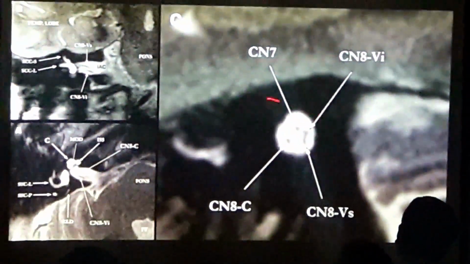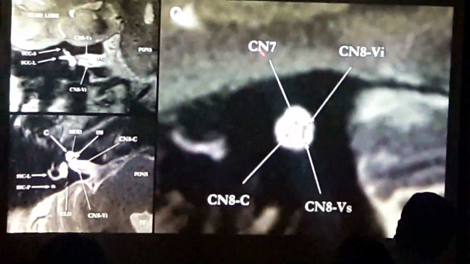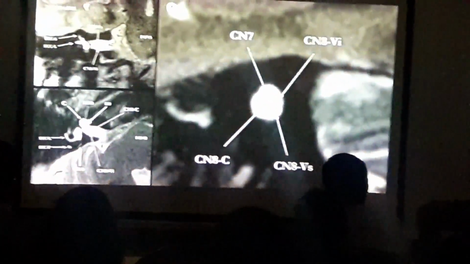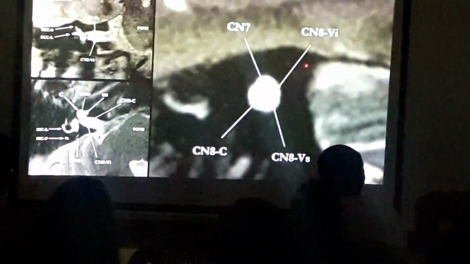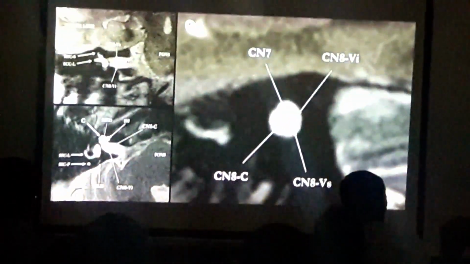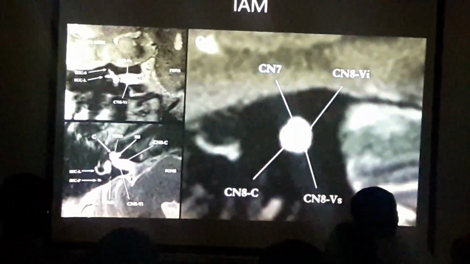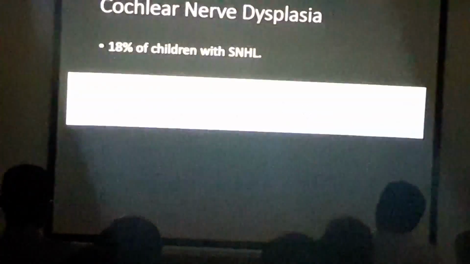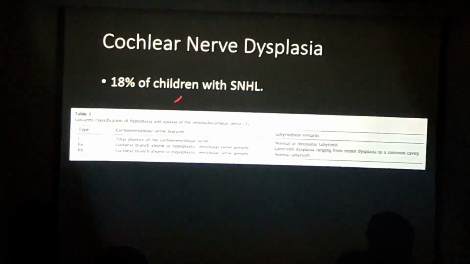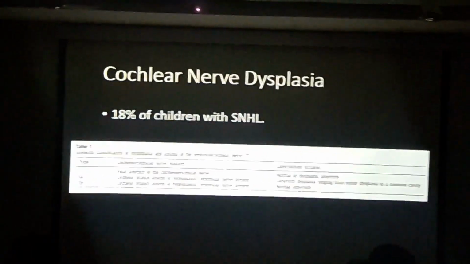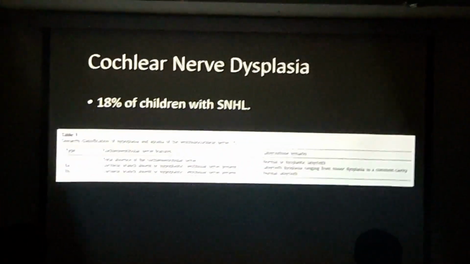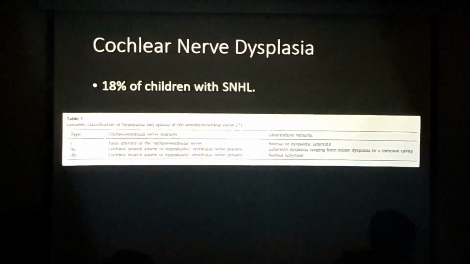This picture is very important. Anterior superiorly we have the facial nerve, anterior inferiorly the cochlear nerve, posterior superiorly the superior vestibular nerve, and posterior inferiorly the inferior vestibular nerve. All these four nerves we should be able to identify and distinguish. That's important. Also there is a classification, and we now know that as much as 80% of children with severe hearing loss have dysplasia of the cochlear nerve. That's quite big.